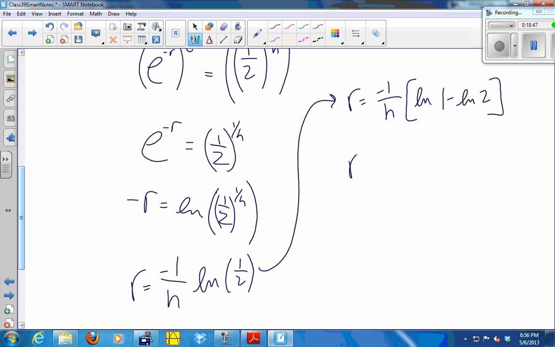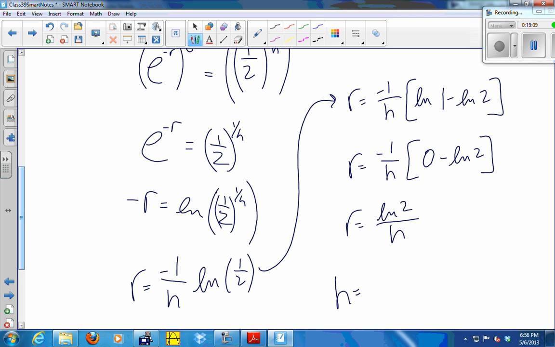And if you couldn't think of it in your head, you can just type it in your calculator. So I have negative 1 over H times 0 minus ln 2. Well, 0 minus ln 2 is just negative ln 2. So R is the ln of 2 divided by H. Which means that H is the ln of 2 divided by R. So if you know R, you can get H. If you know H, you can get R. They are related using these equations.